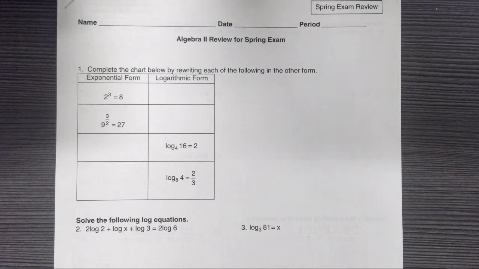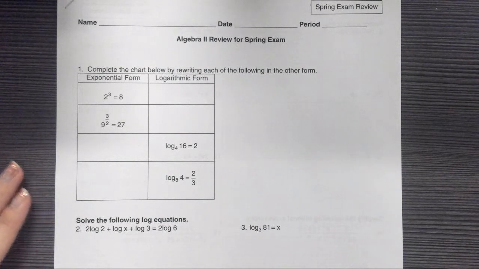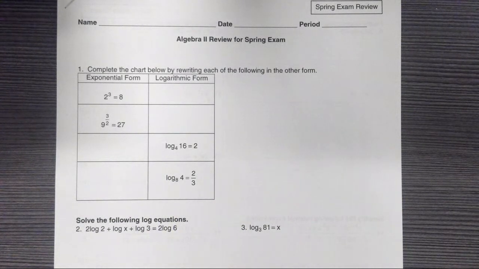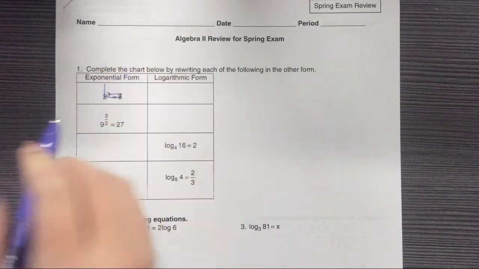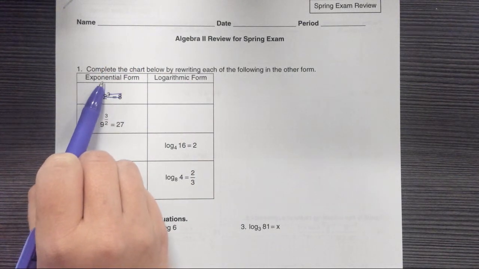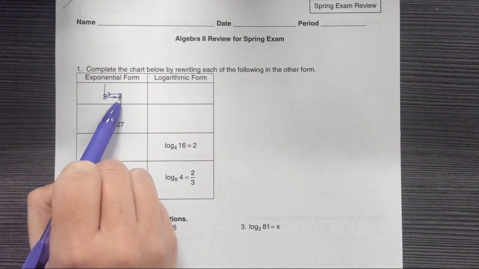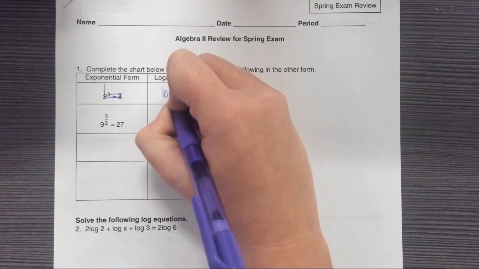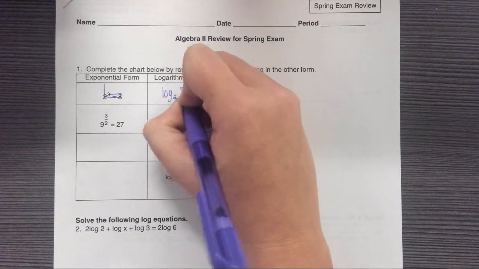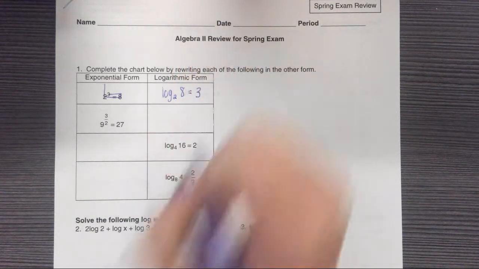So the first page is a review of logs and exponentials. This is the last unit that we have done. In number 1, you're supposed to complete the chart below by rewriting each of the following in the other form. So you're given an exponential, and in order to change it into a log, you can use your block letter L. Remember what this means: you're going to have log base 2 of 8, and then it backtracks to equal 3. So this is going to be log with a little 2, big 8 is equal to 3.